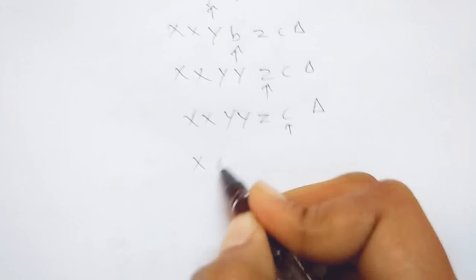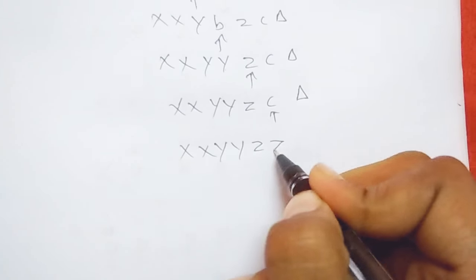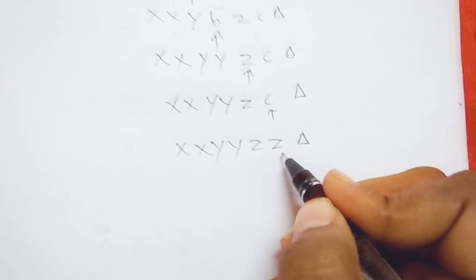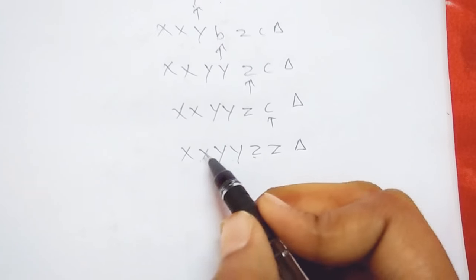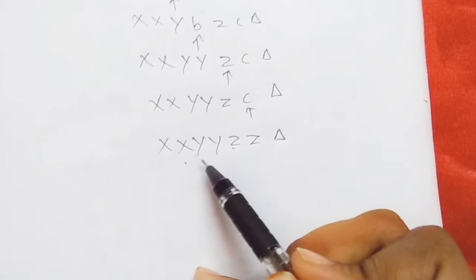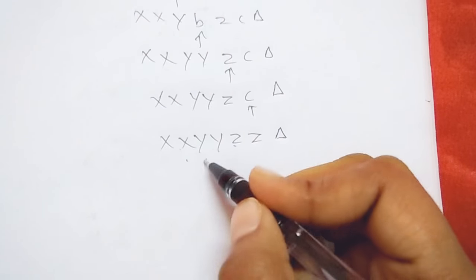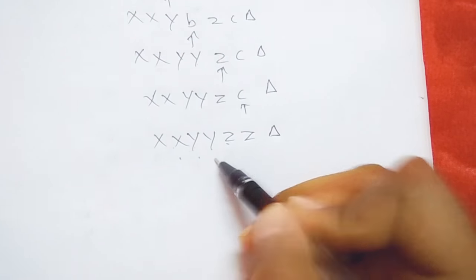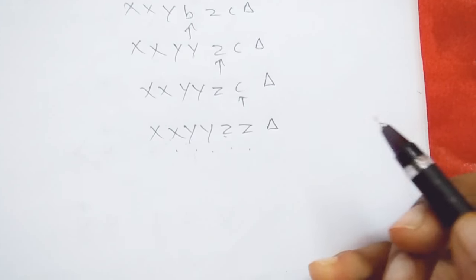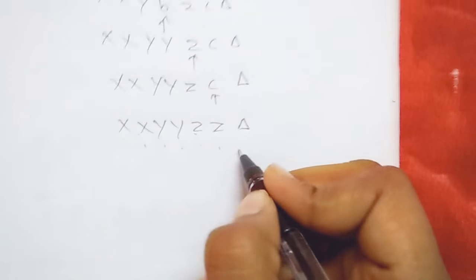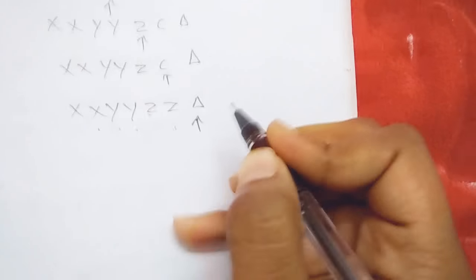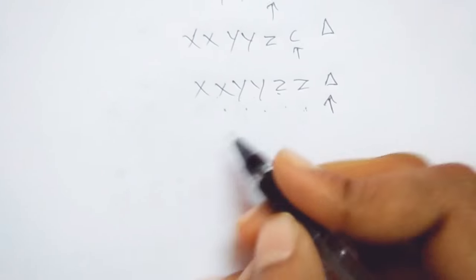Now this C will be replaced with Z, and the header will move to left. Z will be replaced with Z, again left, Y will be replaced with Y, again left, X will be replaced with X, and now the header will move back to right, that is Y. Y will be replaced with Y, Y with Y, Z with Z, Z with Z again, and now from Z it will move to right. The header will move here, and now whenever it sees delta it will halt.